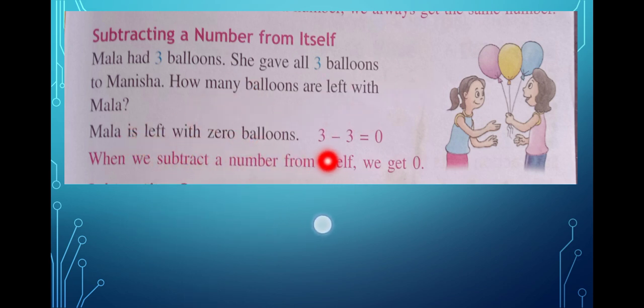That means when you are having something and you are giving the entire thing to somebody else, how much will be left with you? Nothing will be left with you, isn't it? That means you will be left with 0 items. Nothing will be in your hand. So the second property is when we subtract a number from itself, we get 0. That means 3 subtracted from 3 is 0.